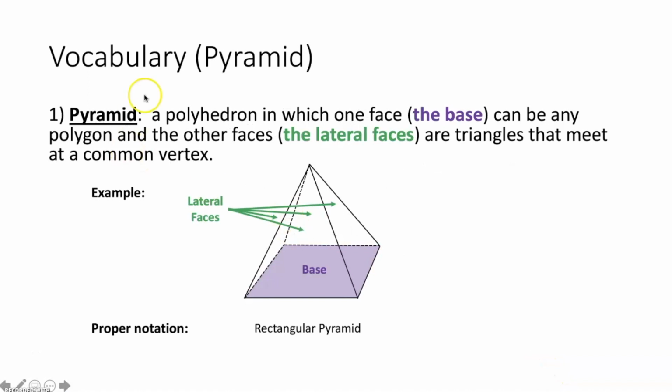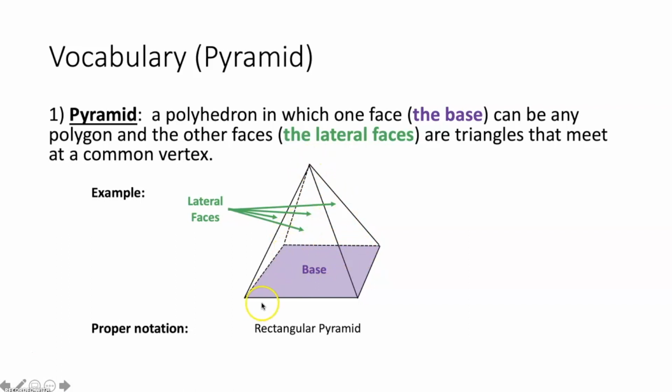The thing we're talking about is a pyramid. That would be a polyhedron in which one face, the base, can be any polygon, and the other faces, the lateral faces, are triangles that meet at a common vertex. As you can see in our example down here, we have one face, our base, that is a rectangle, and all of the other lateral faces are triangles that meet at a common vertex at the top.